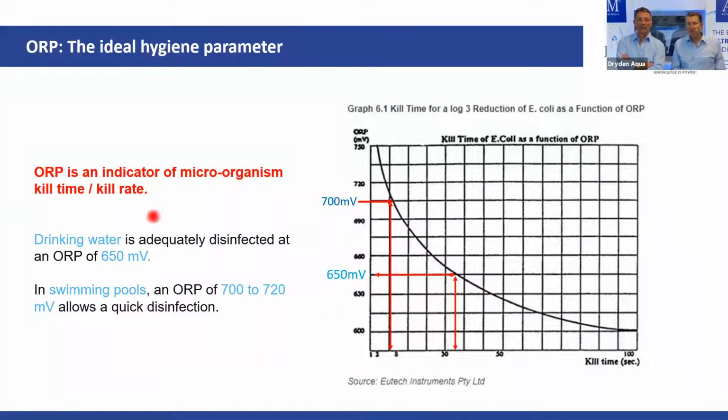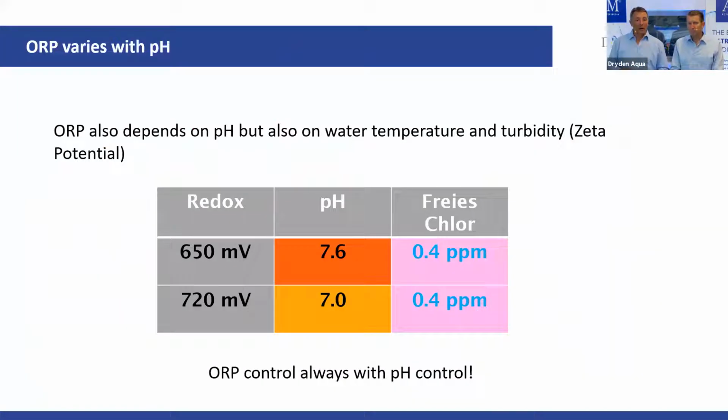So as a consequence of this, drinking water usually has an ORP of 650 millivolts, whereas in pools we need a faster kill rate, so it's usually between 700 and 720 millivolts. Rules, right? And this is for E. coli. For other microorganisms, this is different. But this is why you usually say in drinking water roughly 650, pools roughly 700. Okay, let's go to the next slide.